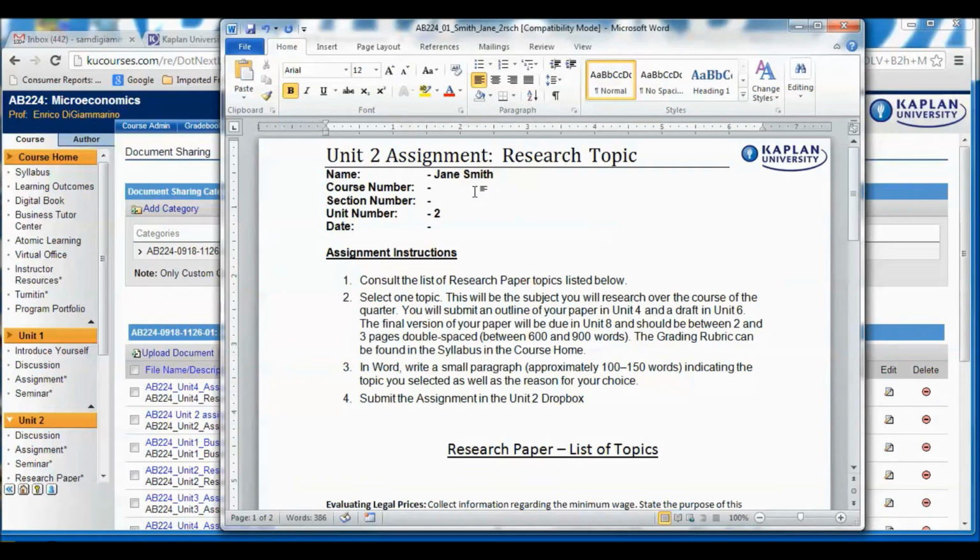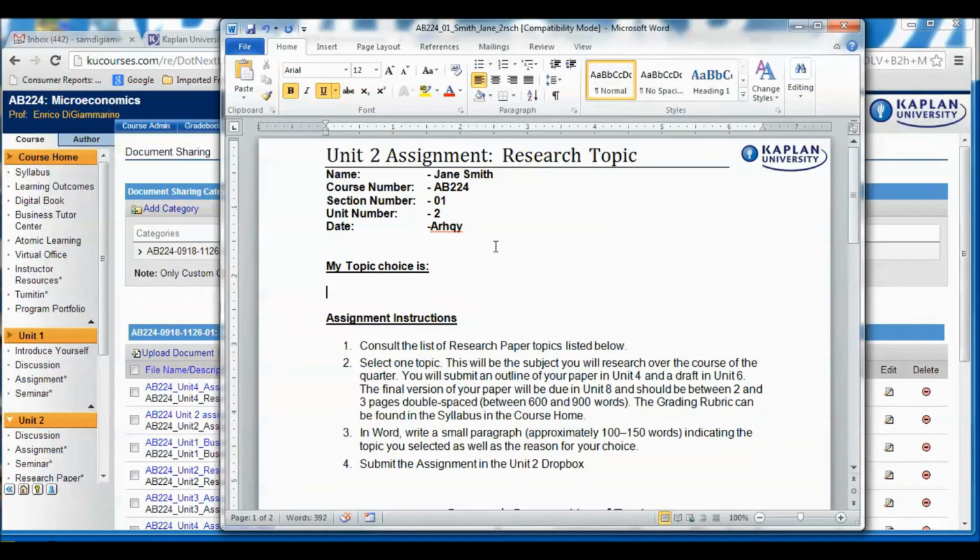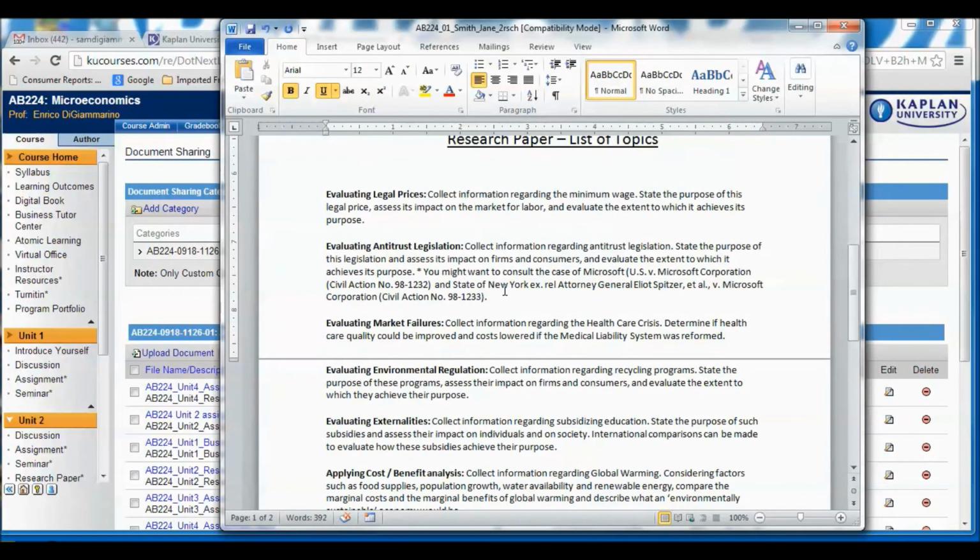The course number, AB224. Section number, in this case it's 01, it'd be whatever section you're in. And of course the date, you'd fill in whatever information for the date. And then right here, what I would do is hit a couple of enters and put in my topic choice, C-H-O-I-C-E, I can't spell, is, and I'd put a colon, and then I would scroll down and see what the actual list of topics are.